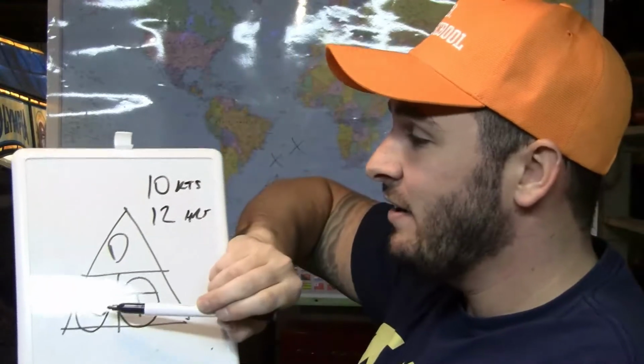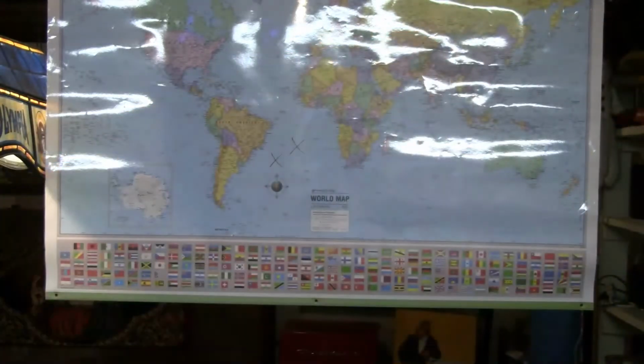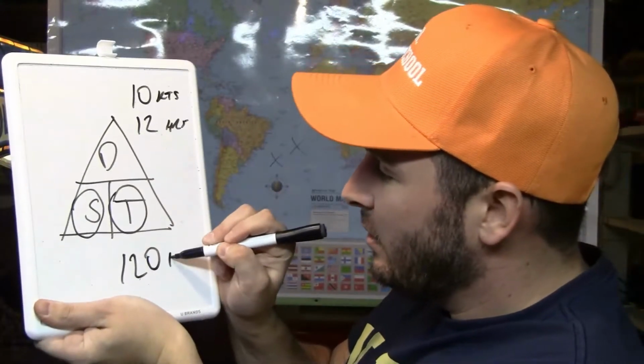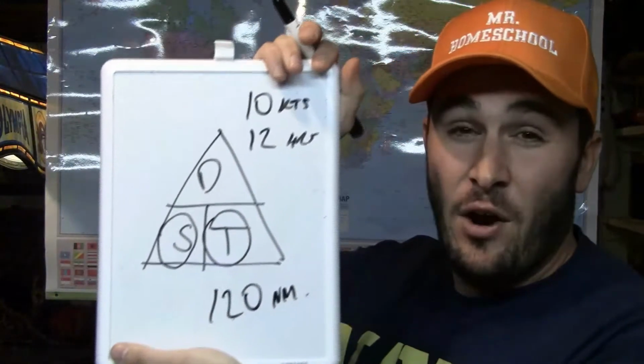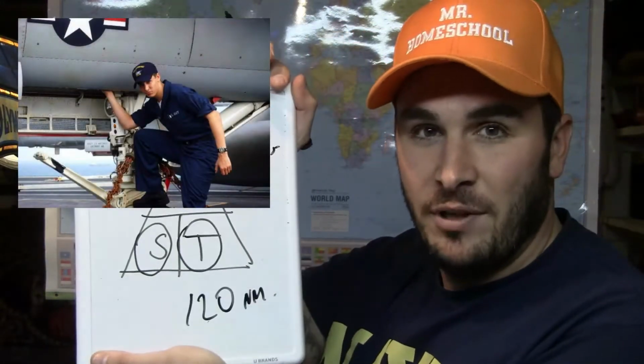So 10 times 12, 120 nautical miles or miles. So that is a great example of how to solve that problem.